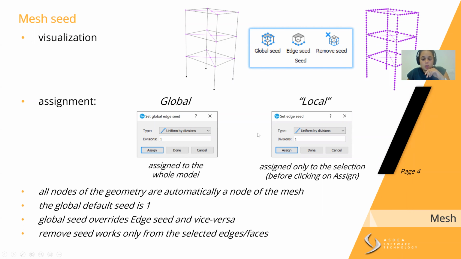And then, as I said, these two override each other, but be careful, sometimes it doesn't work. And then remove seed works only for the selected faces. So as you saw me doing, when you remove a seed, you have to select beforehand what you want it to be removed from. Okay, so enough of the seeds. Let's go into the control.